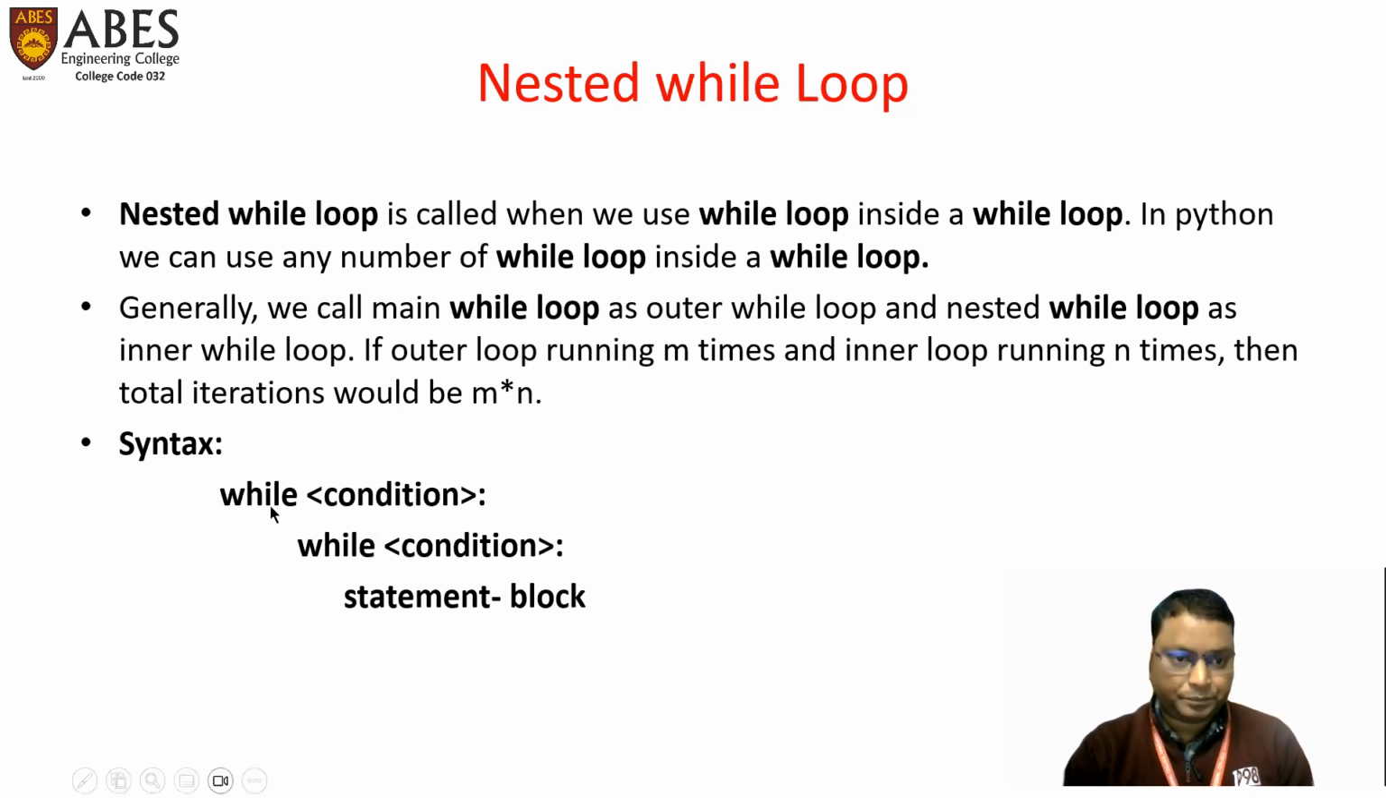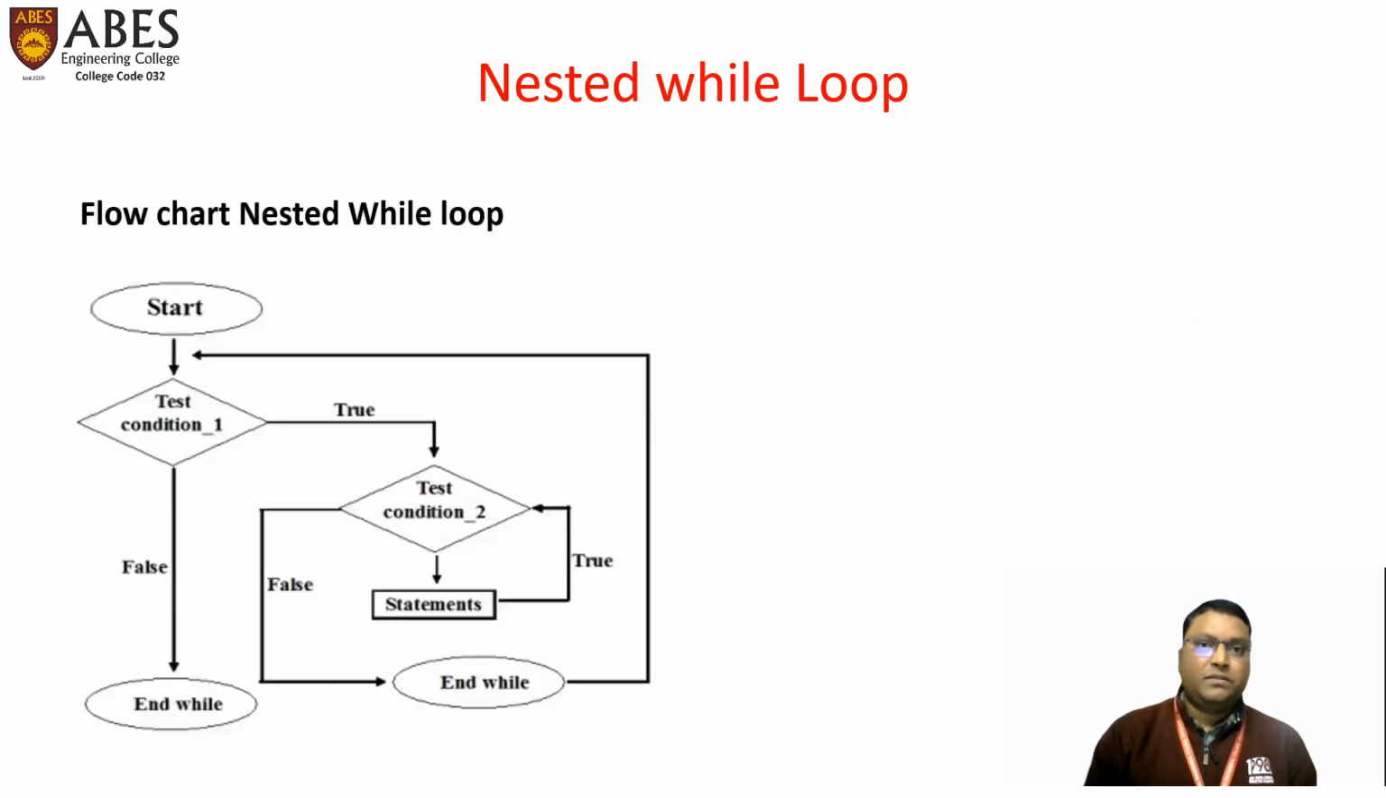This is the syntax. First of all, we will check the given condition using the outer while loop, and if this condition is true, then the inner while loop condition will be checked, and if the inner condition is true, then a statement block will be executed, and similarly it works as a while loop works. This is the flow chart for nested while loop. This is very simple, like the previous flow chart. Just one thing is added, like an inner while loop. So after checking test condition 1, we have to check test condition 2 also.